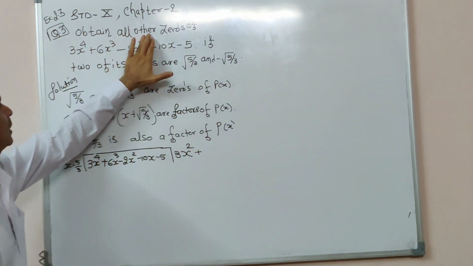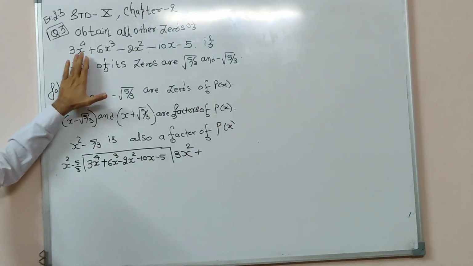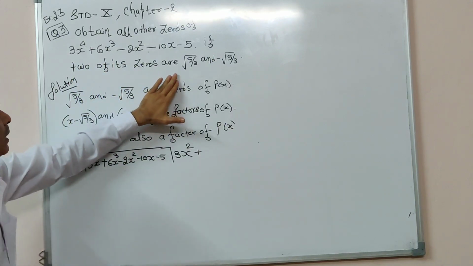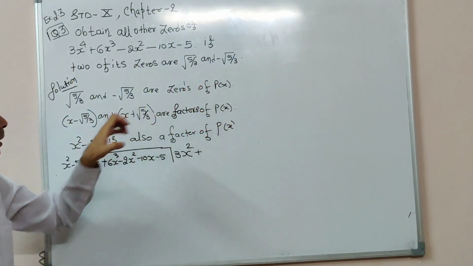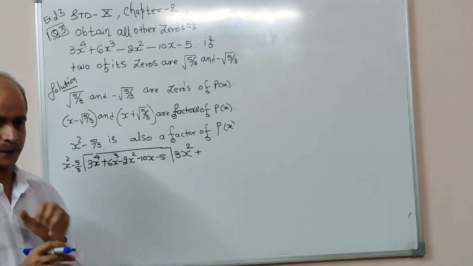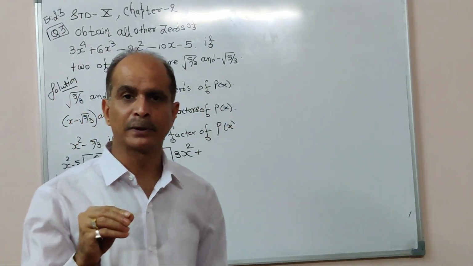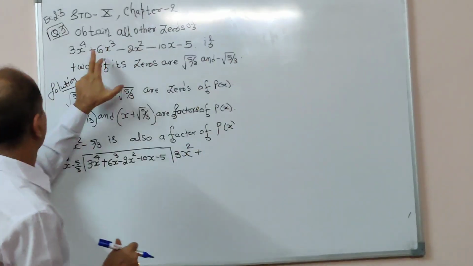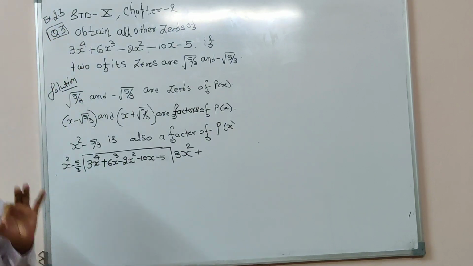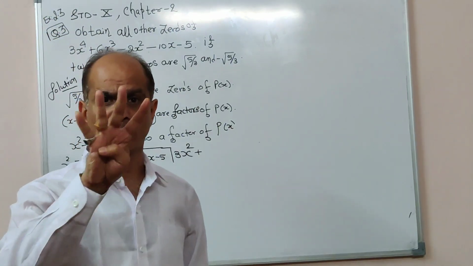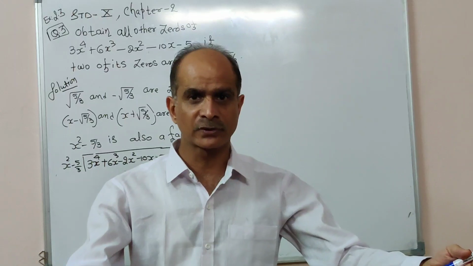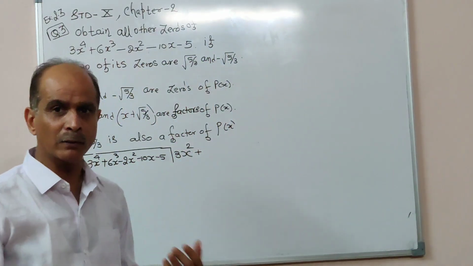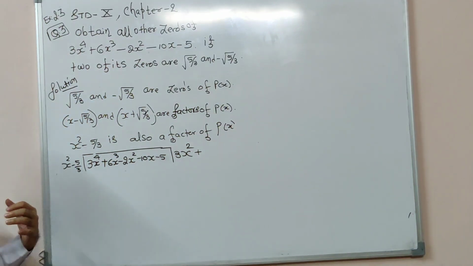Obtain all other zeros of the given polynomial if two of its zeros are root 5 by 3 and minus root 5 by 3. In this example, two zeros are already given to you. The degree of this polynomial is 4, which means it has a maximum of 4 zeros. Two zeros are given and you have to find the other 2 zeros. Now how to find the remaining 2 zeros?